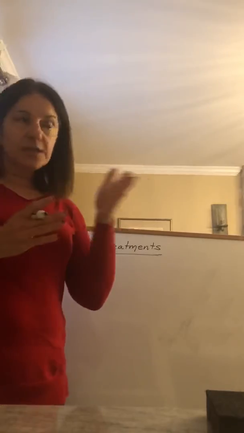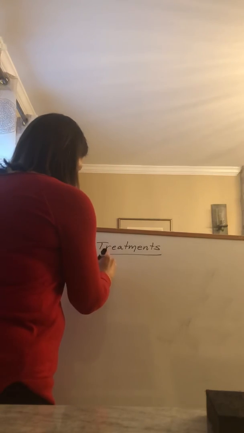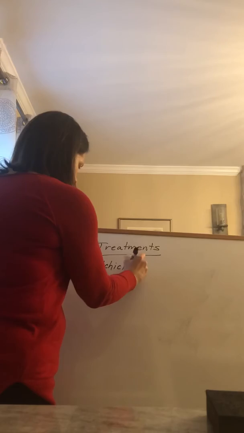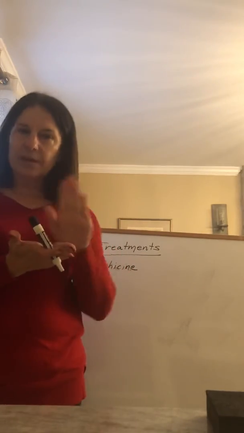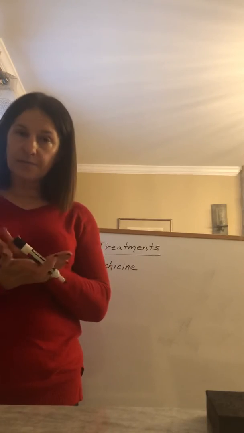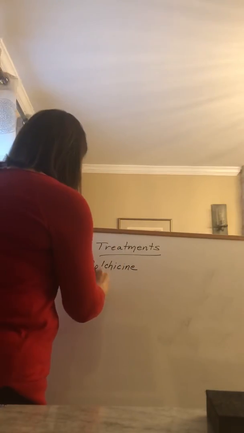But for an individual who has gout, there's a couple of different treatments. The first one is called colchicine. Colchicine is a medication that will go after the inflammation. So it reduces inflammation and reduces buildup of uric acid. The other one is allopurinol.